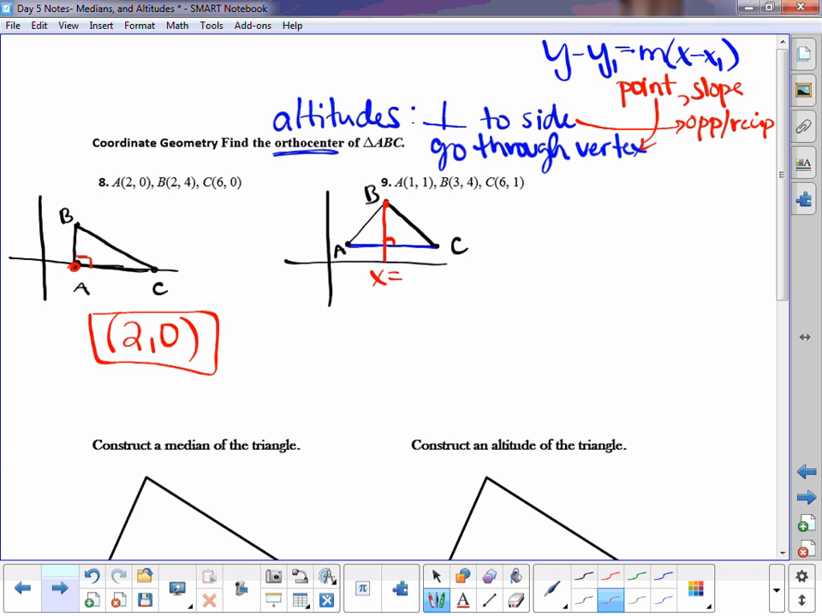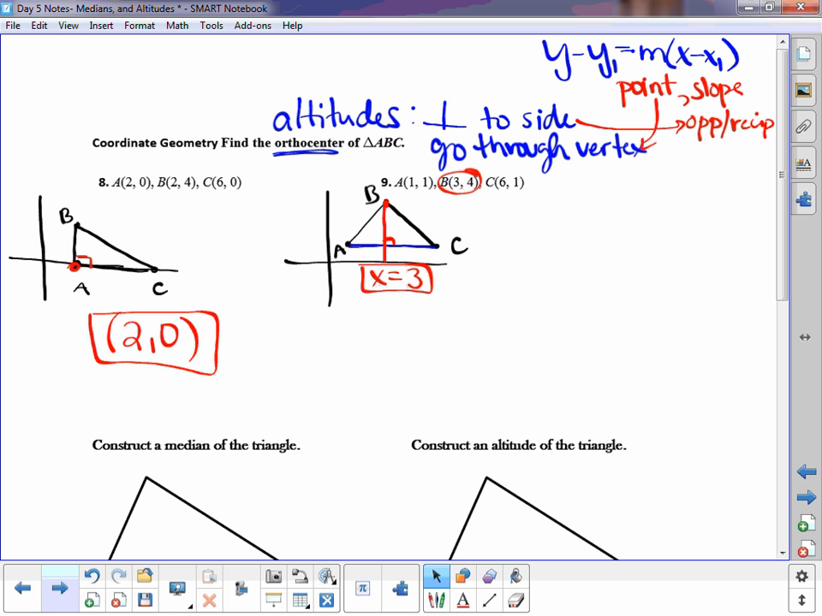How did you know that, Cameron? Because the point is 3, 4, and it's a vertical line. Good. It's a vertical line and it must go through 3, 4. So x has to be that value. So we pretty easily already got one of our equations of the altitude. Now we do have to do a little bit more work to find our other equation.